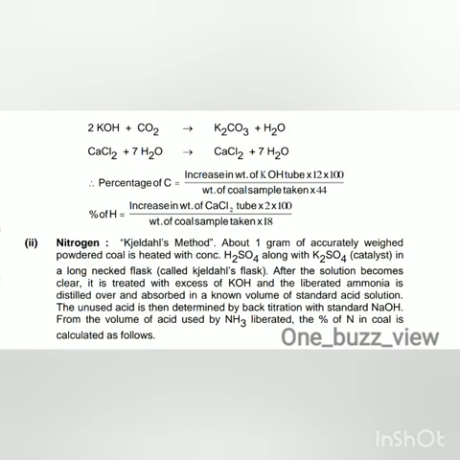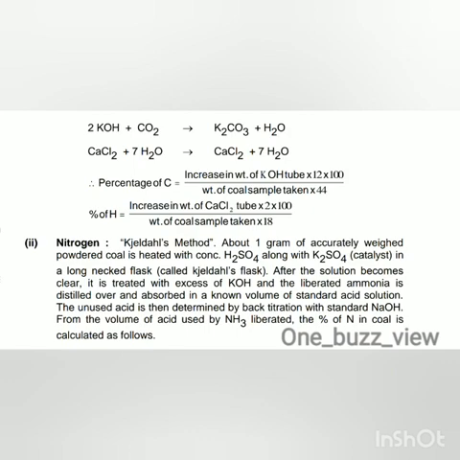So the reaction in the tubes will be 2 KOH plus CO2 gives K2CO3 plus H2O, and CaCl2 plus 7H2O gives CaCl2.7H2O. So how will we determine the percentage of the carbon? The percentage of the carbon will be determined by the formula: increase in weight of KOH tube into 12 into 100 upon weight of coal sample taken into 44.